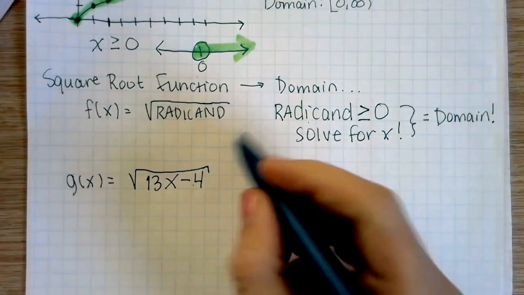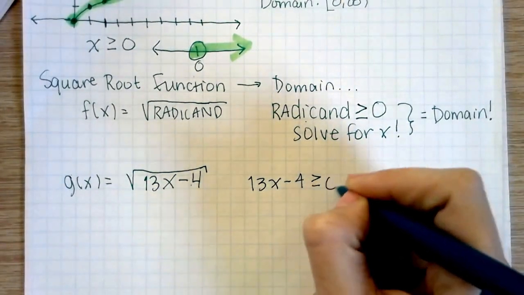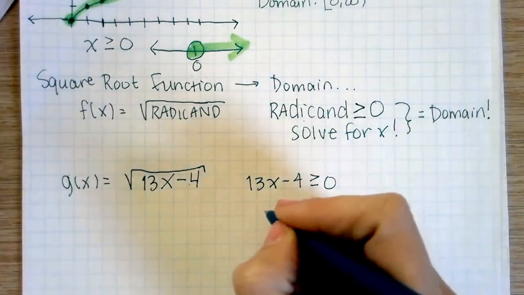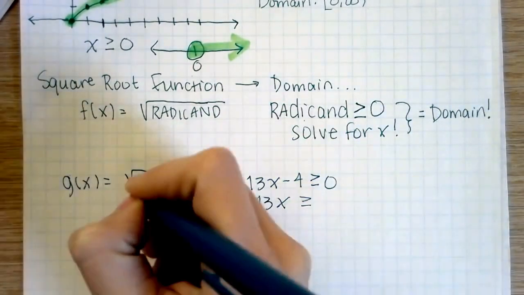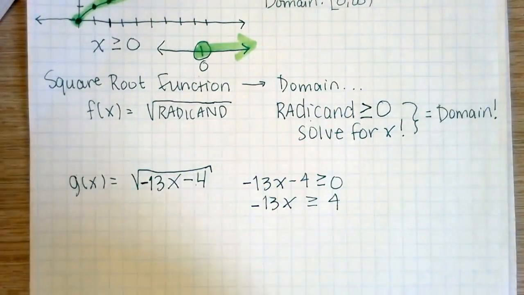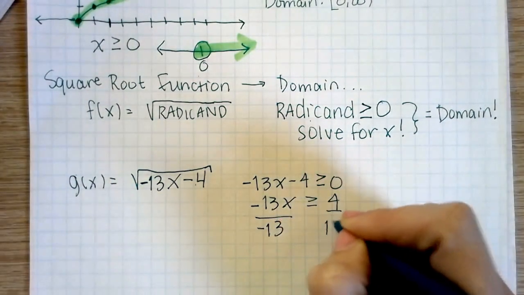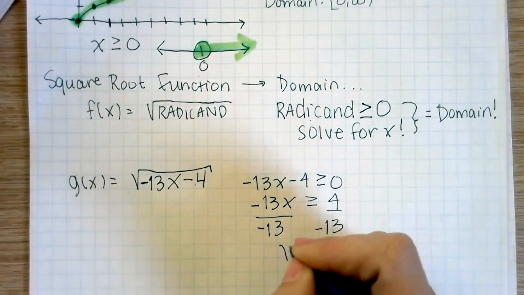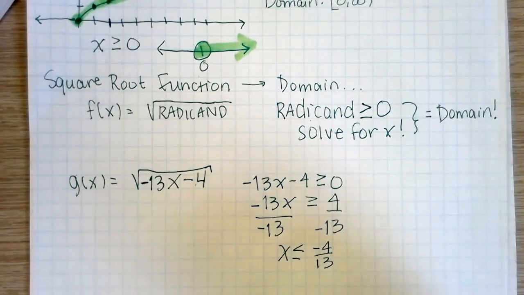So, radicand, which is 13x minus 4, must be greater than or equal to 0. Solve for x. What do I do first? 13x is greater than or equal to? Let's even do this. I'm going to make it negative, negative, negative, okay? Greater than or equal to 4. Next step. Divide by negative 13. Nice, we flip the sign. So x is less than or equal to negative 4 over 13.